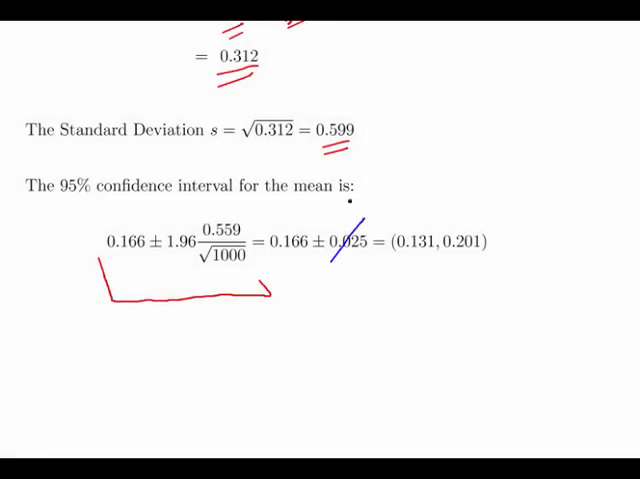The standard error is the standard deviation divided by the square root of n. I just spotted an error there. That should be 0.035. So 0.166 plus or minus 0.035. That gives us 0.131 and 0.201 as the lower and upper limit, respectively. So this last part was just straightforward use of the confidence interval formula, statistics 101 material. Okay, we'll leave it there.